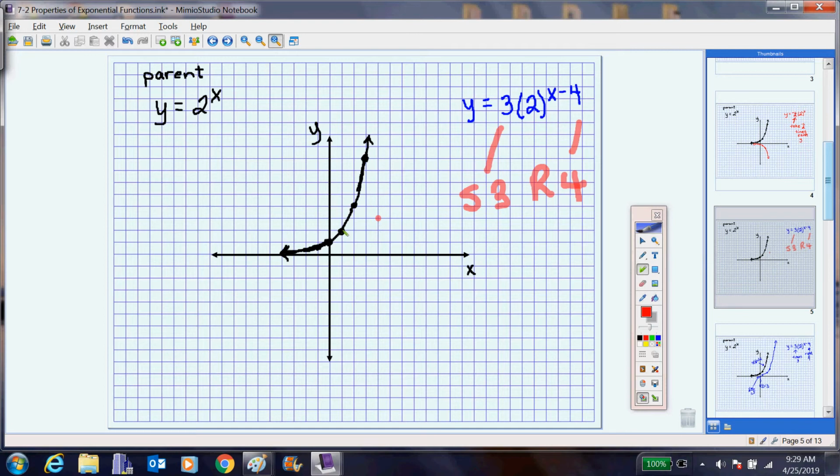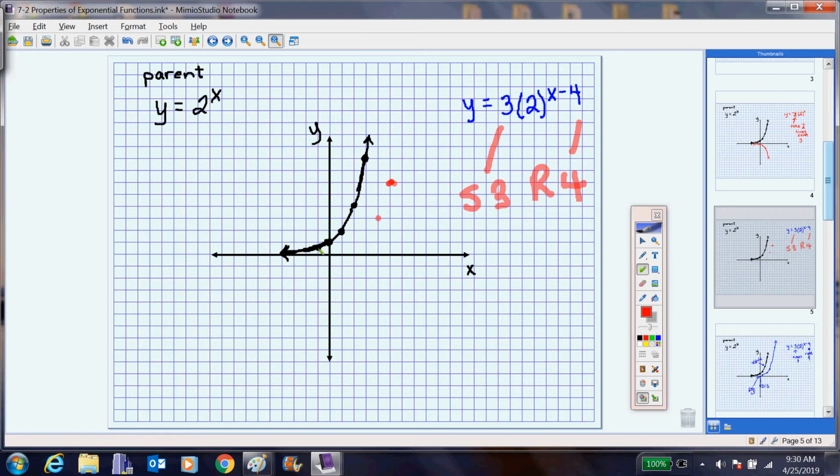2 times 3 is 6. So 1, 2, 3, 4, 5, 6, and then move it right 4. 1, 2, 3, 4. Oops, I missed. Okay, so on like that. Now, the next one would be super high, so we're going to just take a look at here.